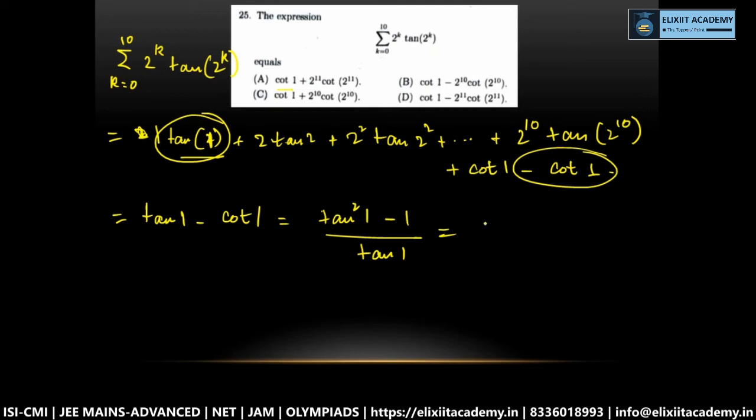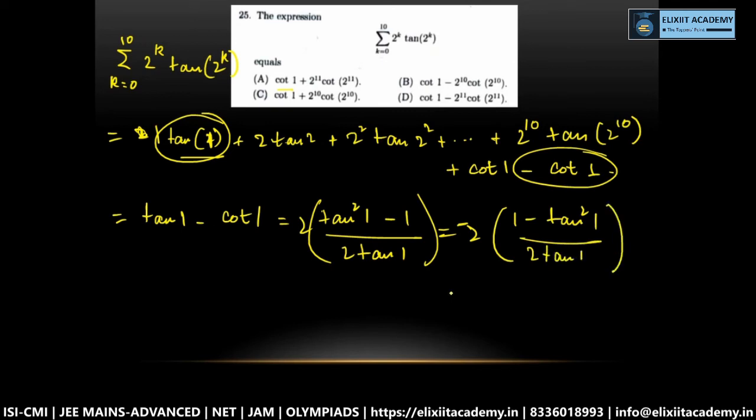So here, if you take one extra 2 and take out this minus sign common, then this is 1 minus tan square 1 divided by 2 tan 1, isn't it? So this is basically minus 2 cot 2, right? That's minus 2 cot 2.